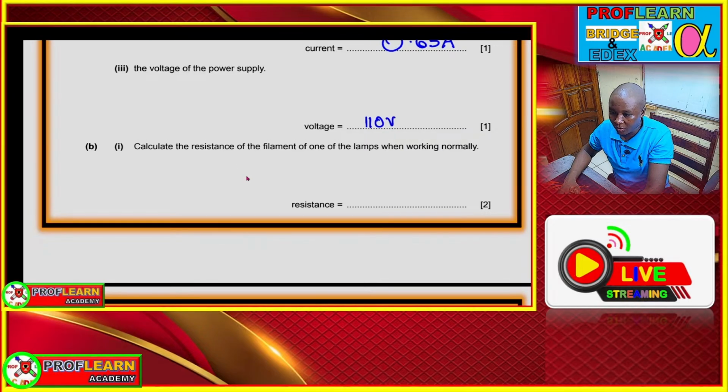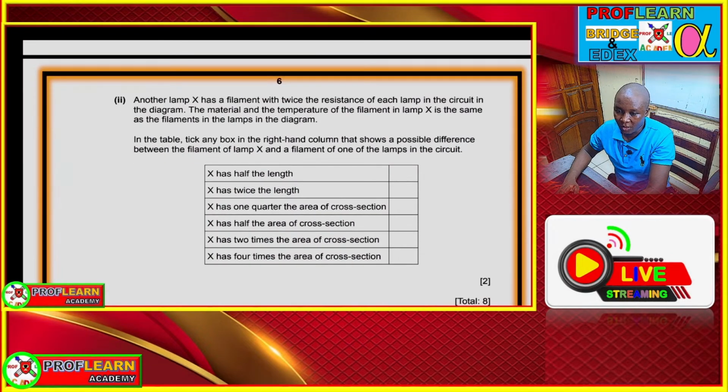Right, so moving to calculate the resistance of the filament of one lamp when operating normally. Remember, resistance is voltage over current, and the current across the lamp we had gotten as 0.55. So resistance is V over I, which is 110 divided by 0.55, and that translates to 200 ohms. So this is going to be 200 ohms, and then we can proceed to the next question.